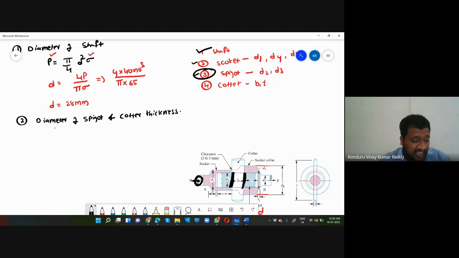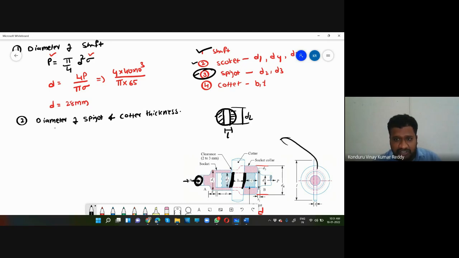Here D2 is an internal diameter for the socket. The figure will be something like this. This is the area of cross section that I am going to consider. The hatched portion is the area. This is D2 and this is the T value, from the figure I have drawn.